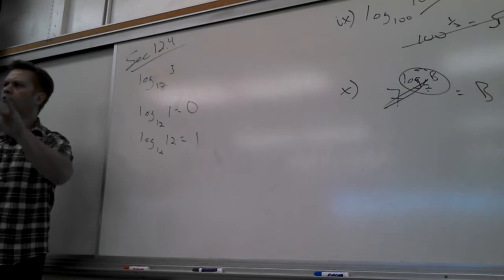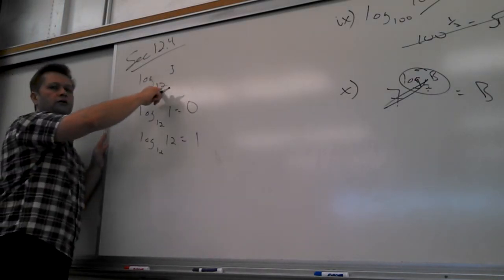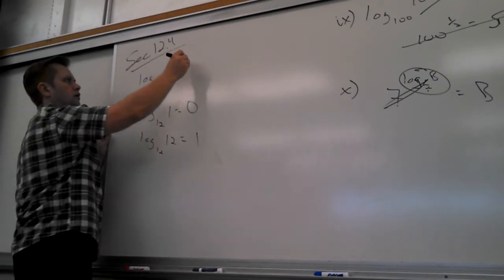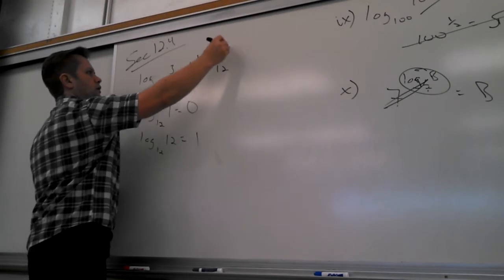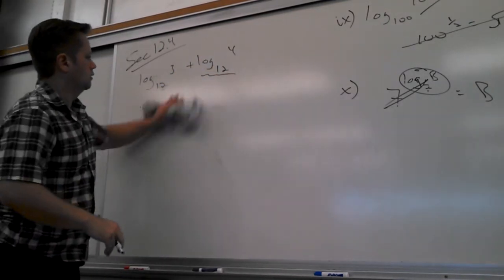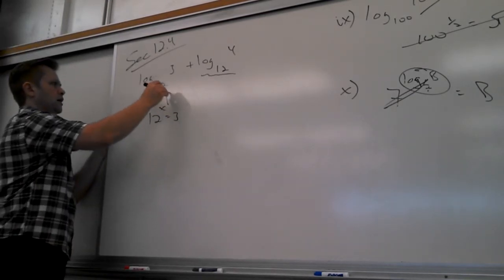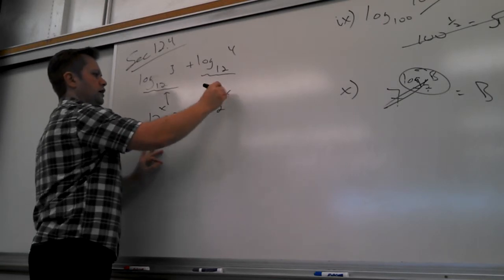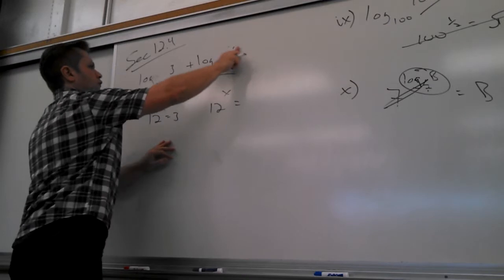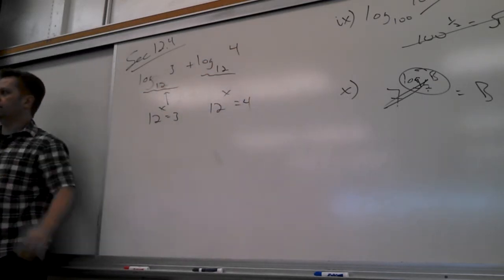And again, that's more than I wanted to say with the actual answer to this. But what does this mean? This means the power that I put on 12 to make it become 3. What does this mean by itself? 12 to the x equals 3. That's what this by itself means. And this would be 12 to the x equals 4, sorry, that's a 4. That's what that would mean by itself, right?